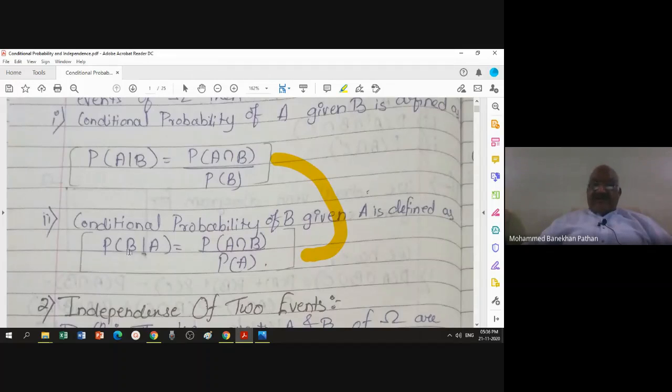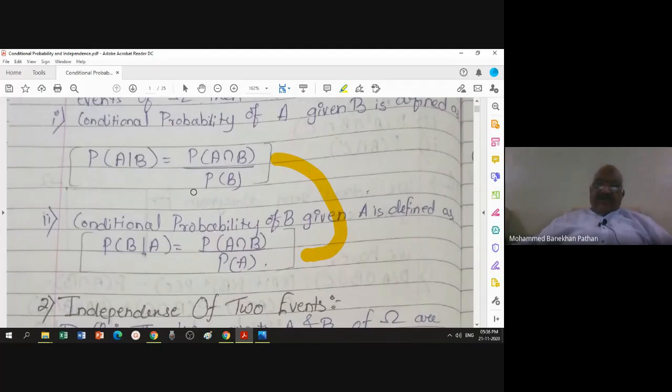Similarly, I can make a reverse. Chance of selecting experience, but from whom? Experience may be male, experience may be female. But I want to pick up experienced candidate from male. I can write probability of B given A dash. If my educational institute is for girls, I will give the preference for female candidate. So in such situation, we apply the concept of conditional probability.